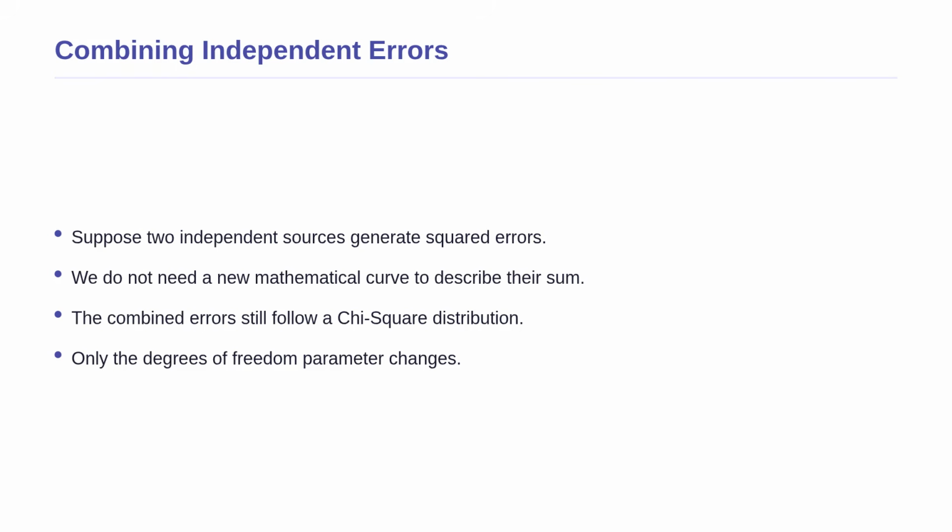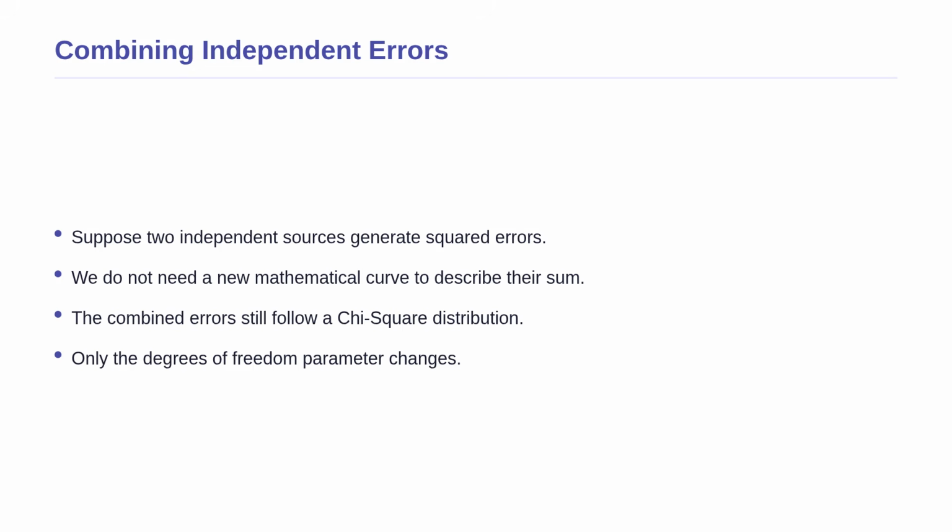Now that we understand what a chi-square distribution represents, let us look at how it works when we have multiple sources of data. Suppose your friend is also throwing darts at a different board, completely independent of you. If we want to look at the total combined squared errors of both you and your friend, we do not need to invent a brand new complicated mathematical curve. Because of the additive property, the combined errors still follow the exact same type of chi-square curve.